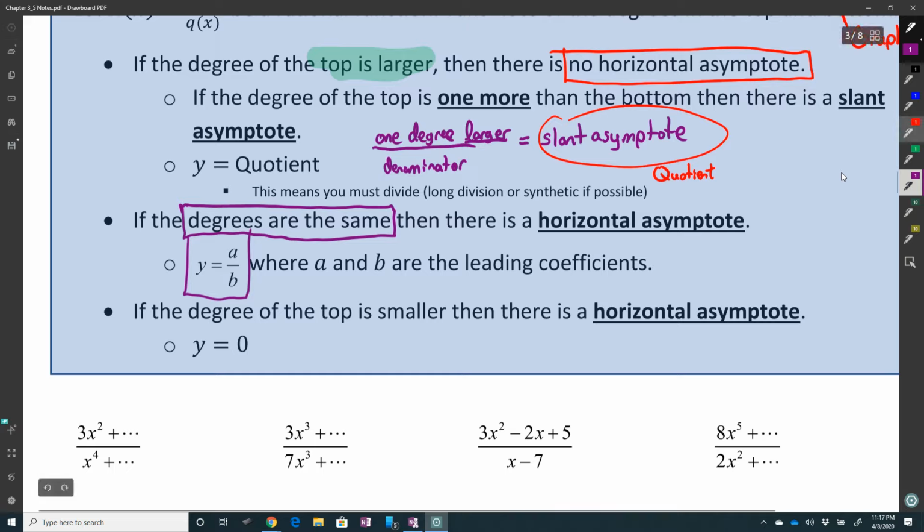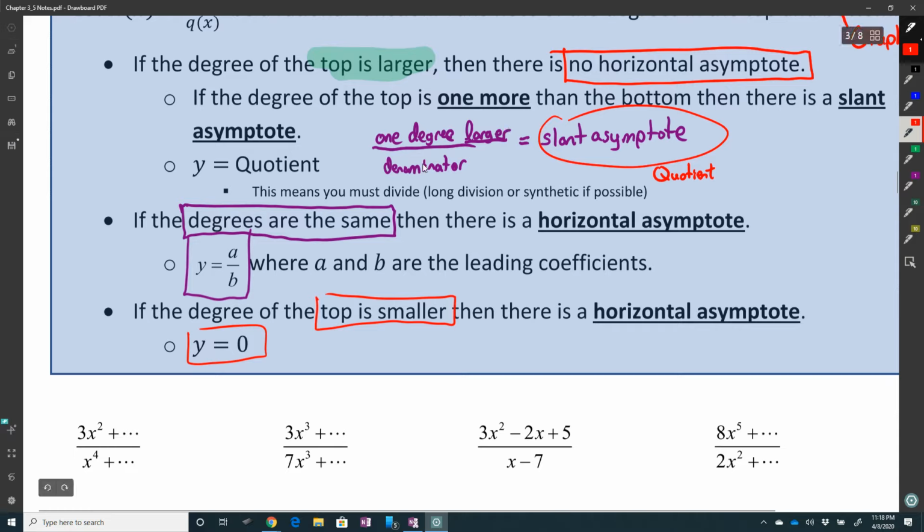Now the easy one is if the degree on the top is smaller, then it's just y equals 0. There's no math. So for the horizontal asymptote, usually there's no math needed. You look at your equation. If the top is smaller, y equals 0 is the horizontal asymptote. If the degrees of the top and bottom are the same, then it's just the leading coefficients, a over b. If the top is larger, there's no horizontal asymptote.